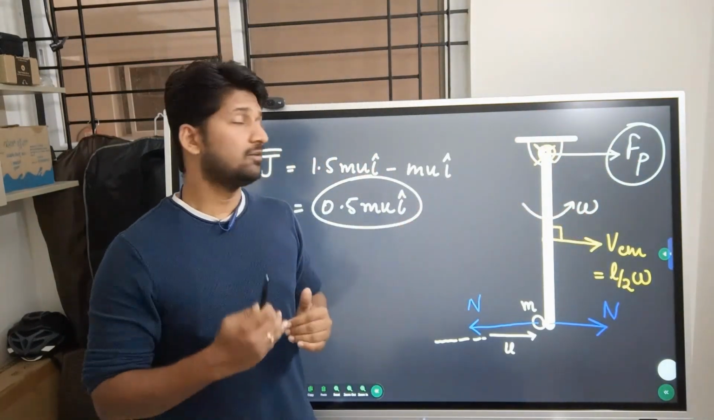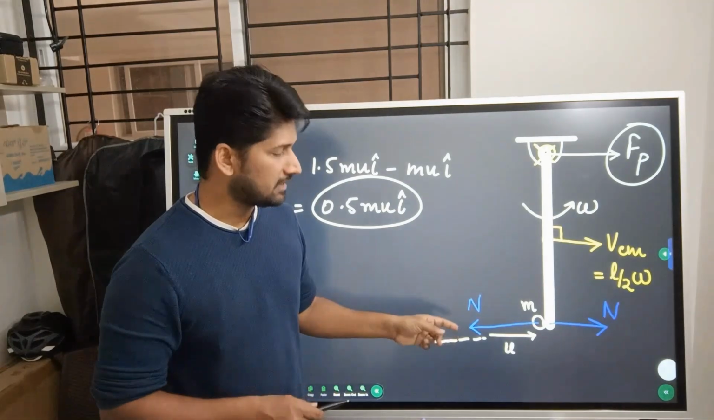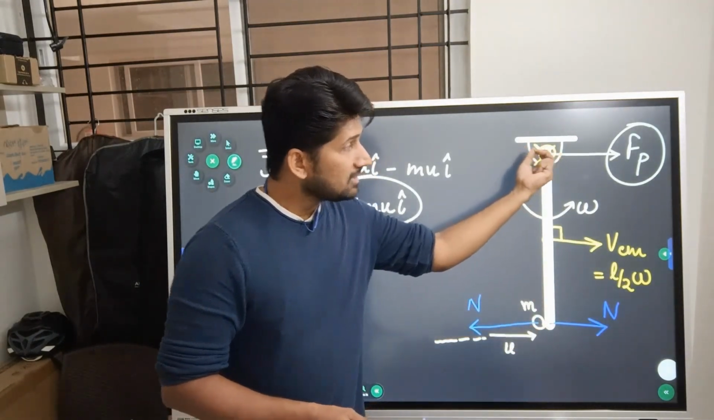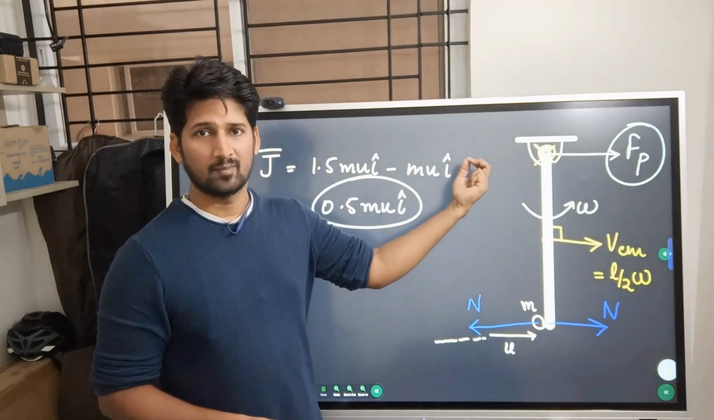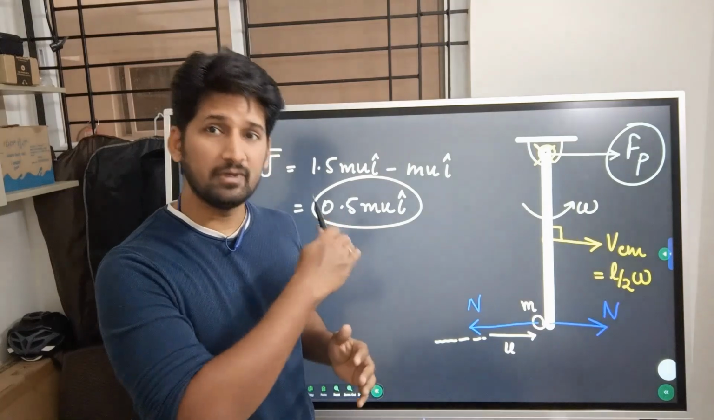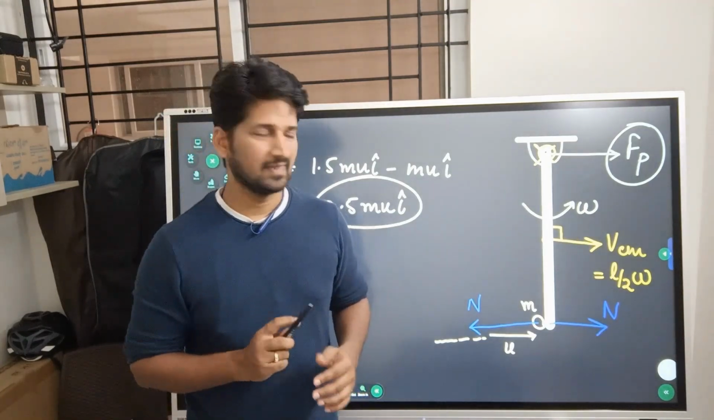So, based on that, what can you conclude? You can conclude that when the rod is struck at one end, the other end of the rod actually has a tendency to move backward. That is why the force exerted by the pivot is in the forward direction to prevent the motion of that end of the rod.